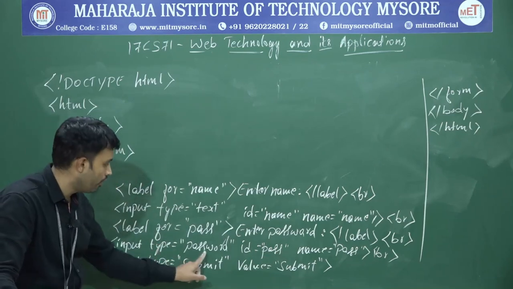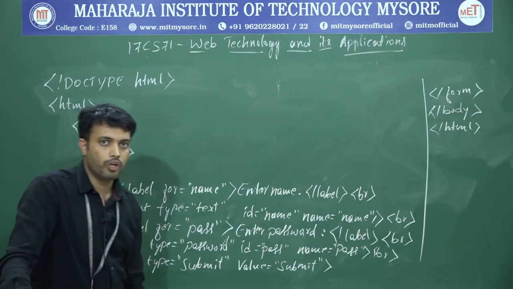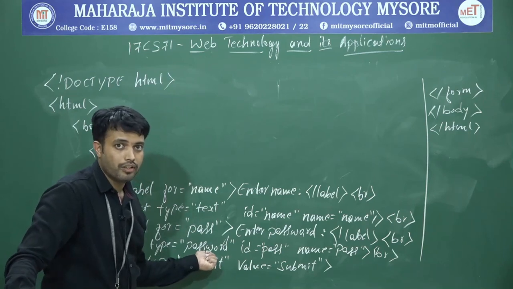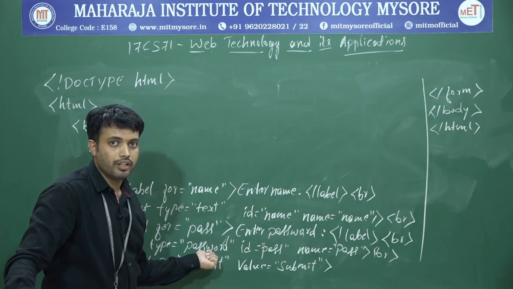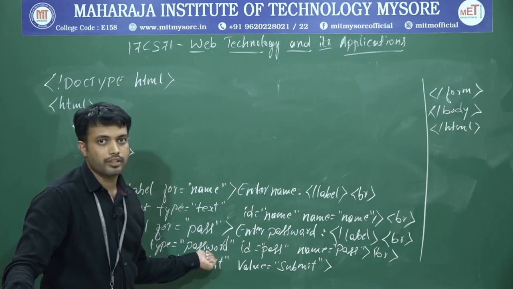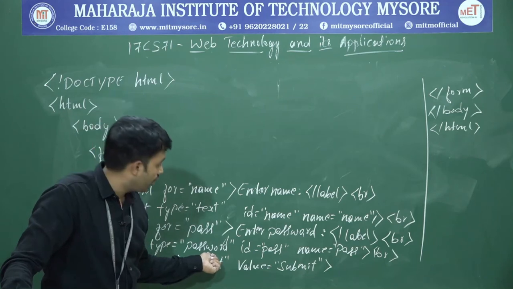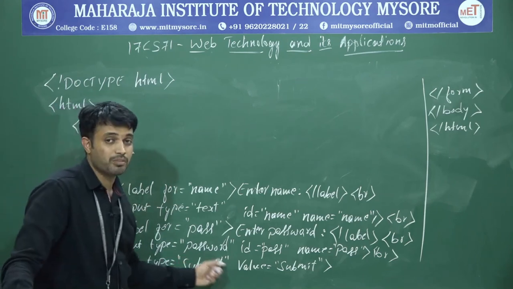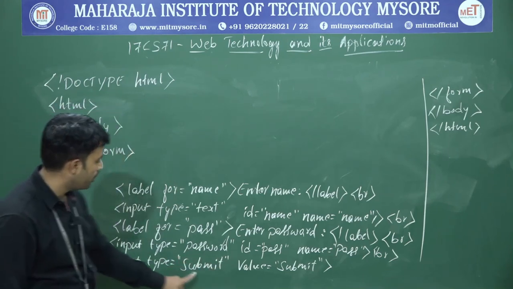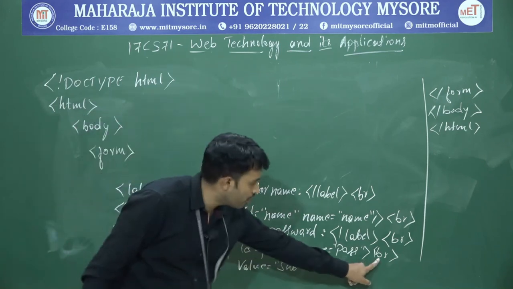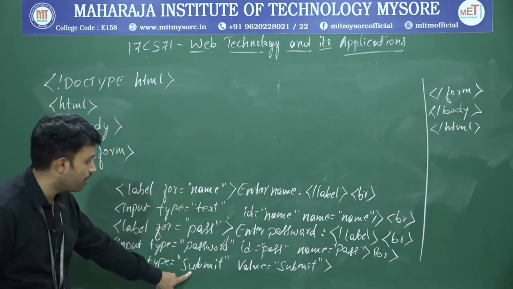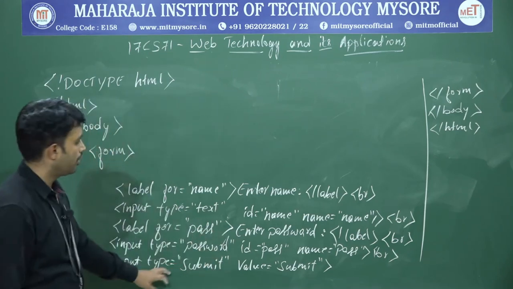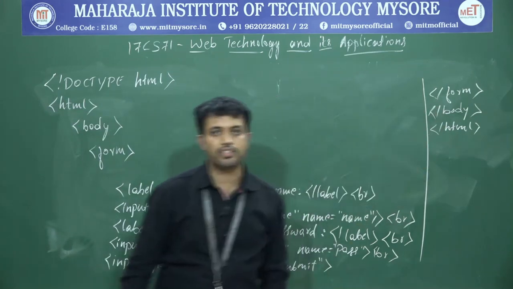Your type is password. Here also you can see a text box, but whatever text you have entered in this text box is invisible. That means you can see either a star or a dot in place of characters. You can't read the characters which you have entered within this password text box. Next is input type submit. Since I am using a break tag, again this submit button will appear next to this password field. Next I am going to close the form, body as well as HTML.